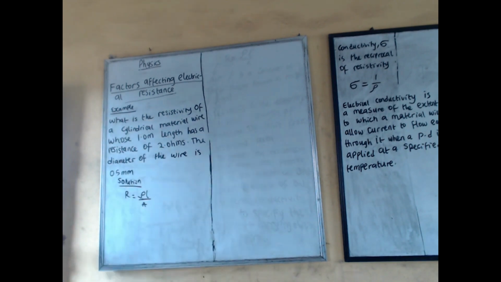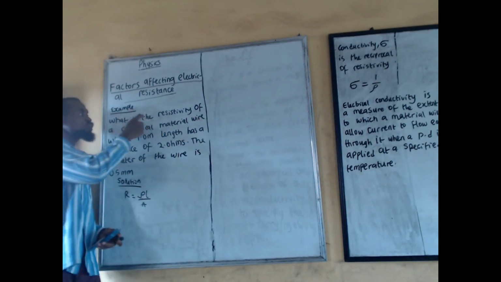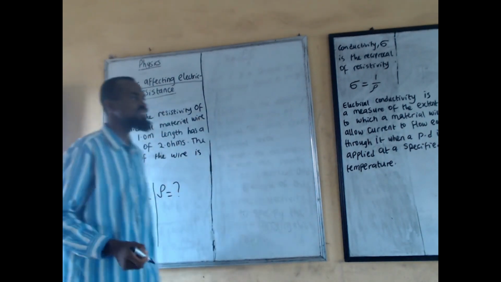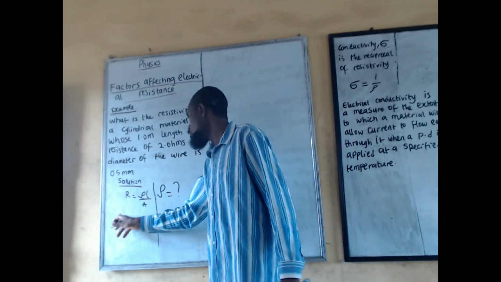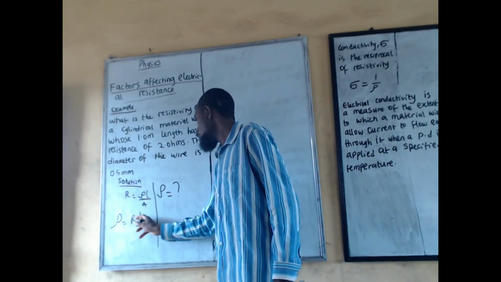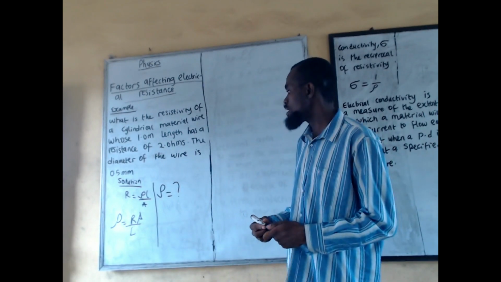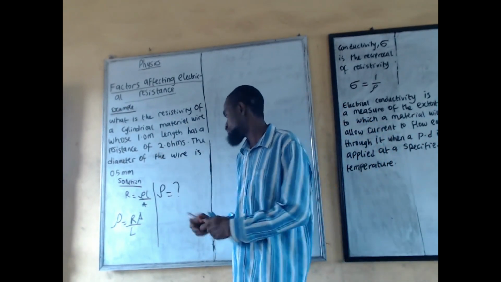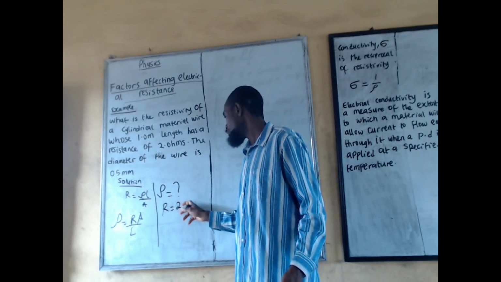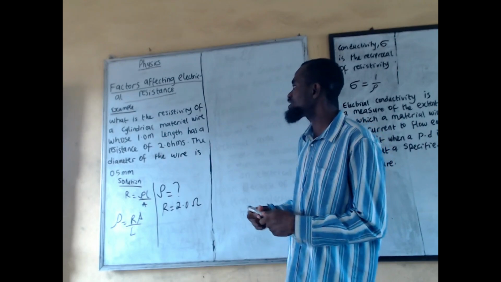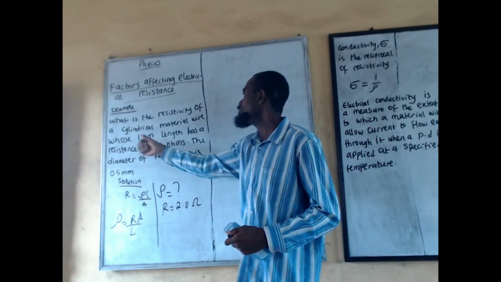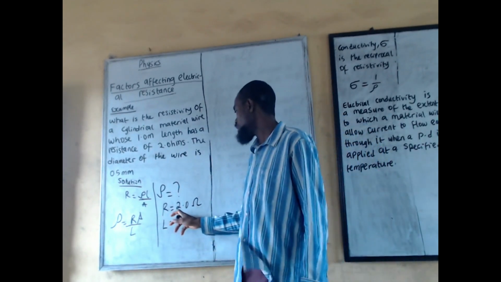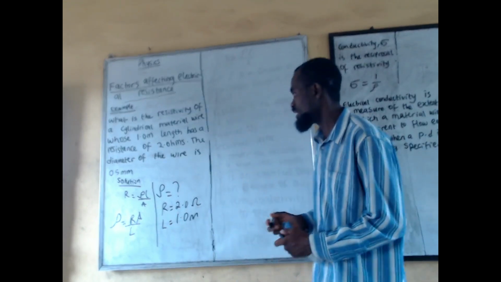over A. But the question says, what is resistivity? So we are looking for resistivity. If you make resistivity the subject of the formula, we have that rho is equal to RA over L. R, the resistance of the cylindrical material, was given as 2 ohms, so R is equal to 2.0 ohms, while the length of the material was given to be 1 meter. So the length of this cylindrical material is just a unit length, 1 meter.